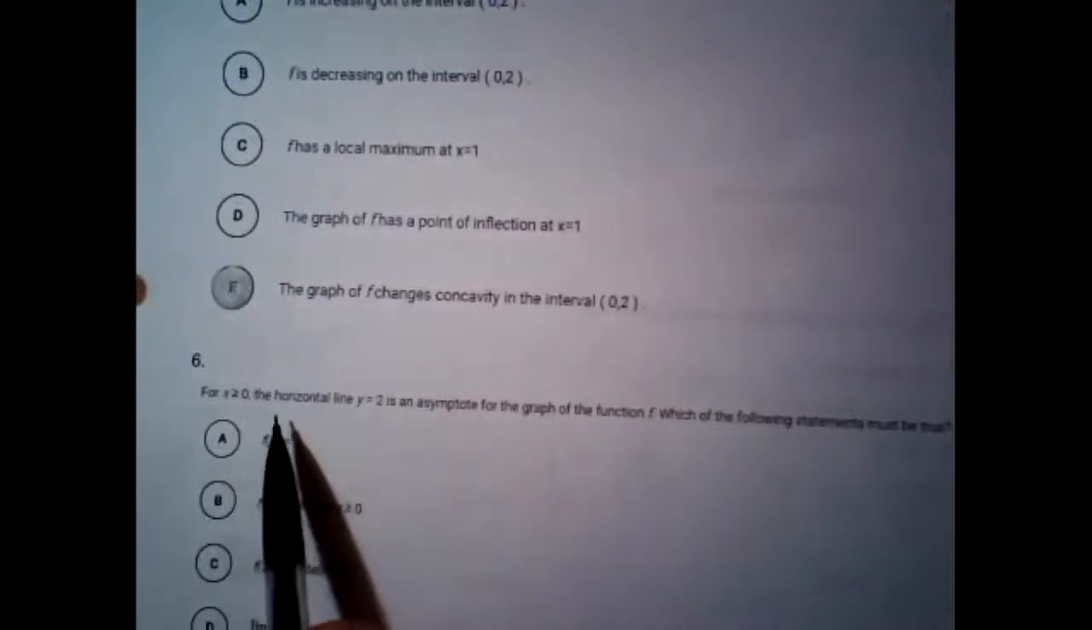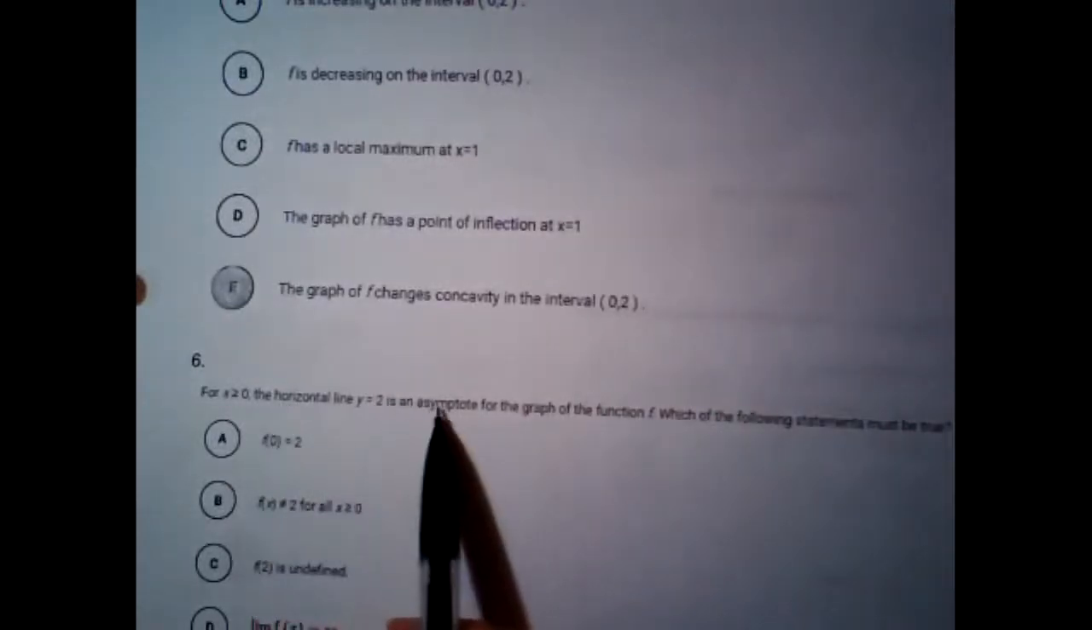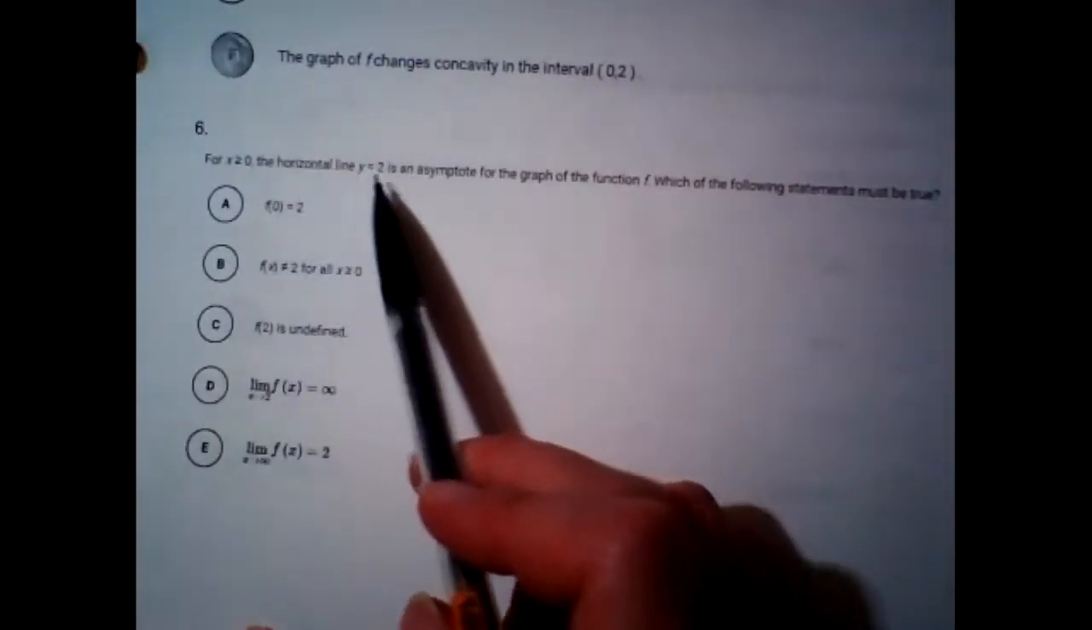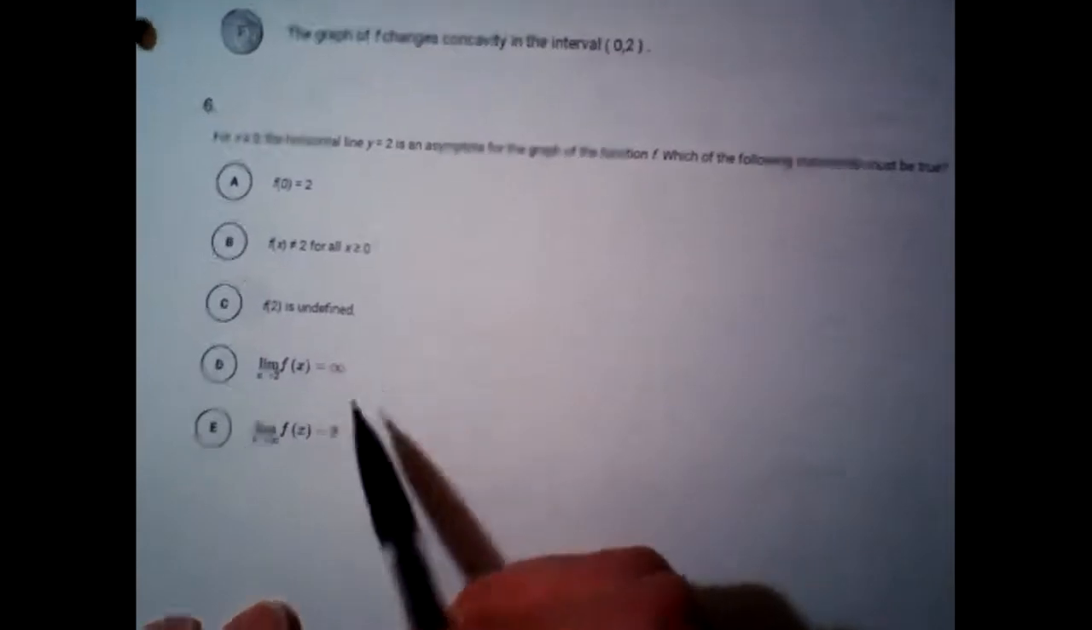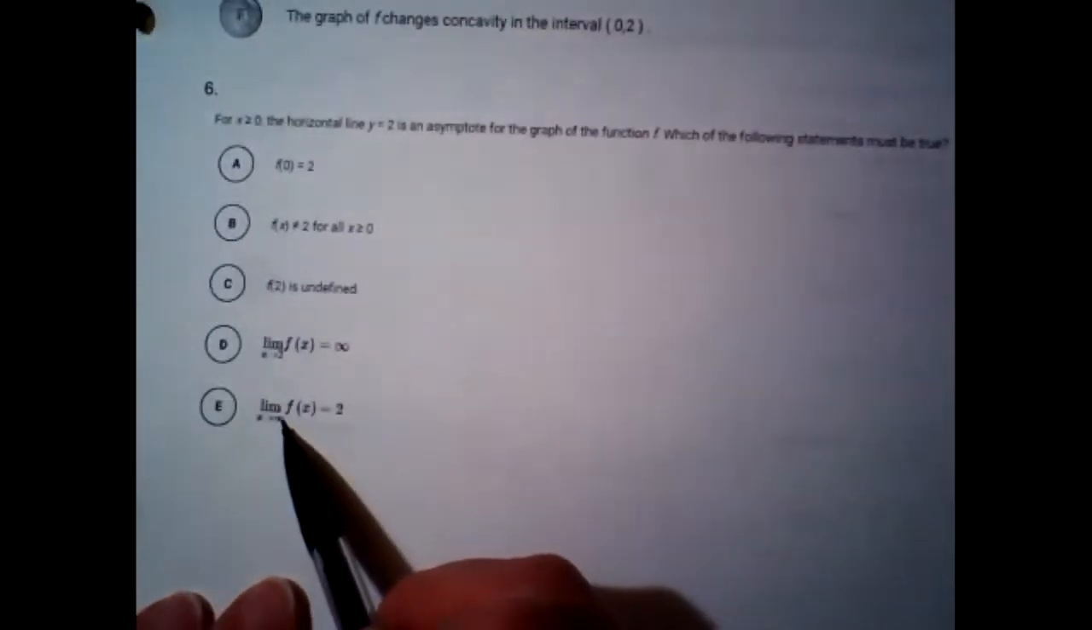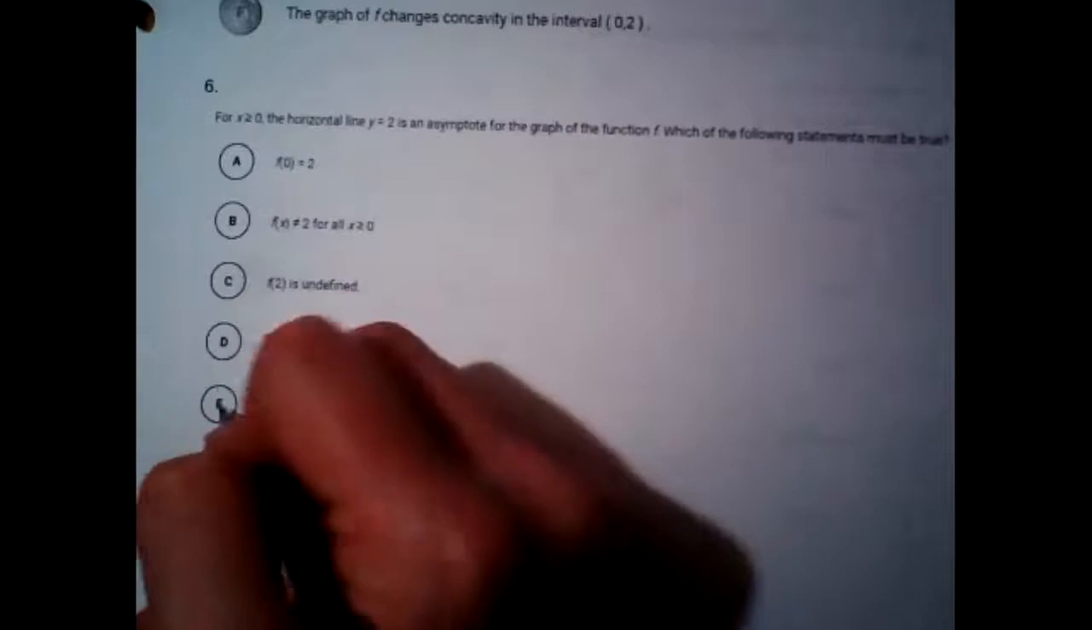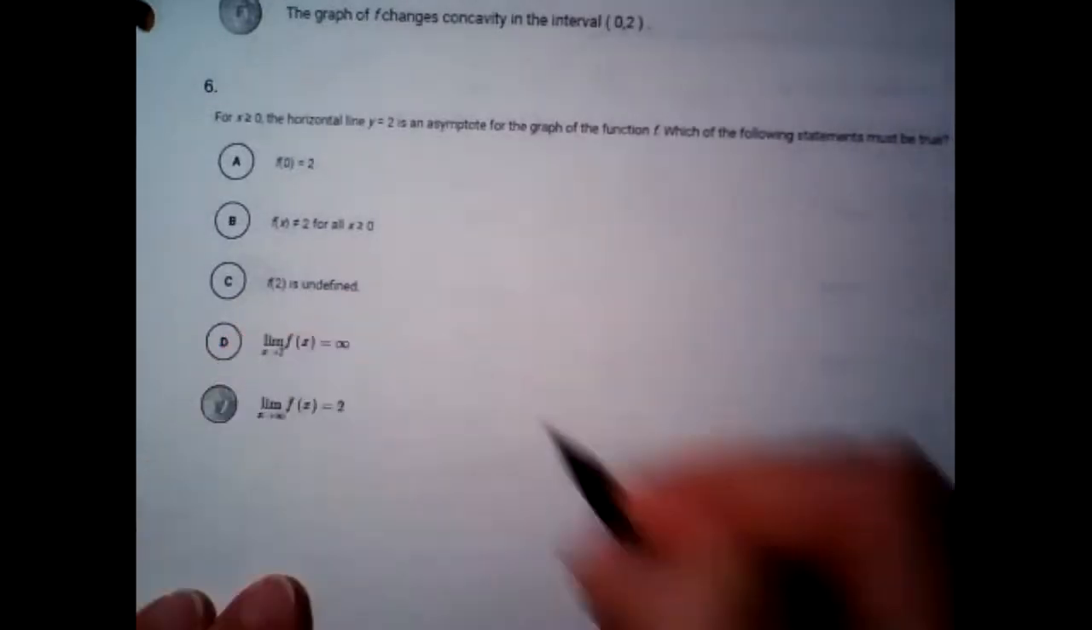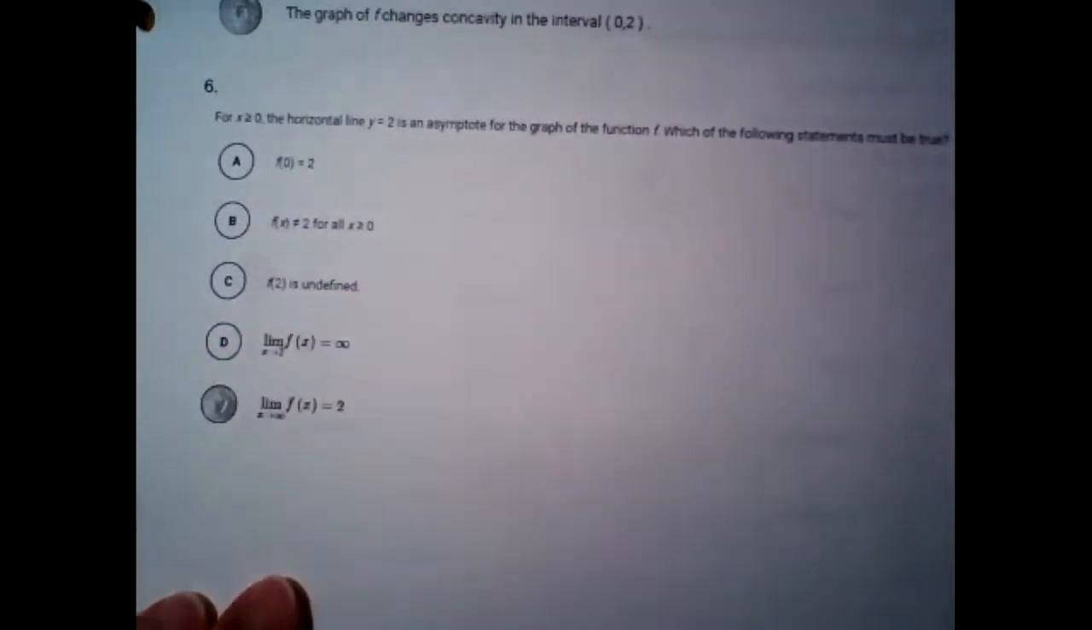All right, 6 says the horizontal line y equals 2 is an asymptote. So that means that this graph levels off at 2 on the side. So which statement has to be true? The limit as we go to infinity would have to be 2, since the graph is leveling off at 2 on the side. So that one is E.